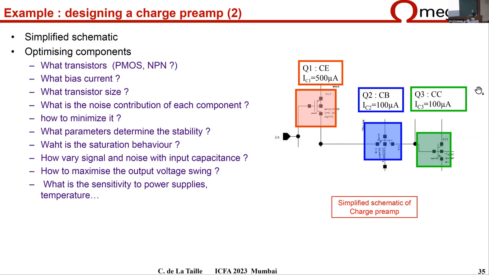And then you have a lot of questions that you can ask yourself once you have the schematic. So the type of transistor you are using, PMOS, NMOS, NPN, whatever, HEMT or transistor you can use to try to reduce the noise. Then you play on the current in the transistor, you change the size of transistors, you look at the noise contribution of everything, and so on and so on. So there's a long list that you can work on, and then you do some optimization on that.